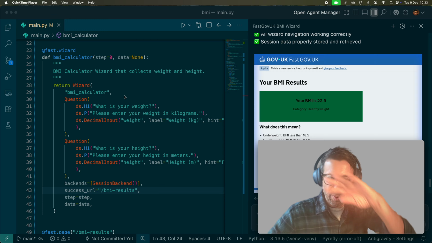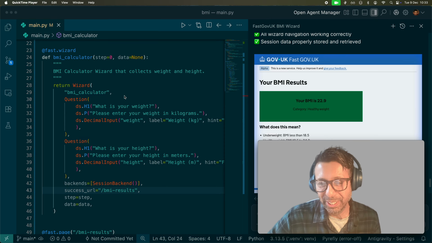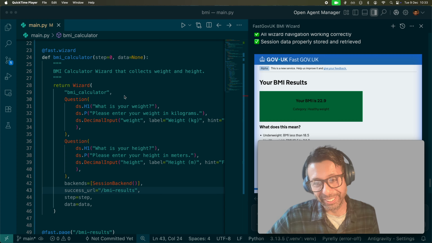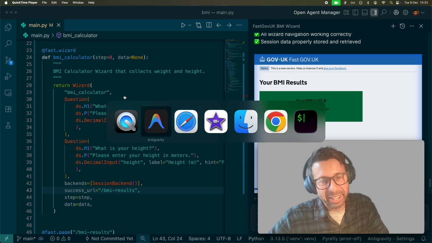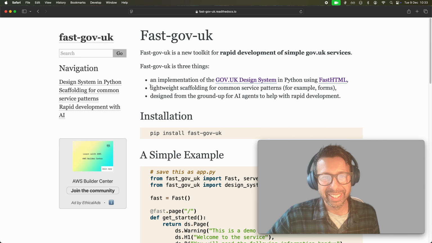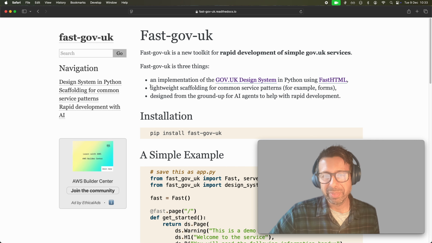I'm back. By the way, this video is not about vibe coding or any such thing, right? What I've built is something called Fast-gov-uk. So it's a framework, a toolkit for rapid development of simple gov.uk services using AI.